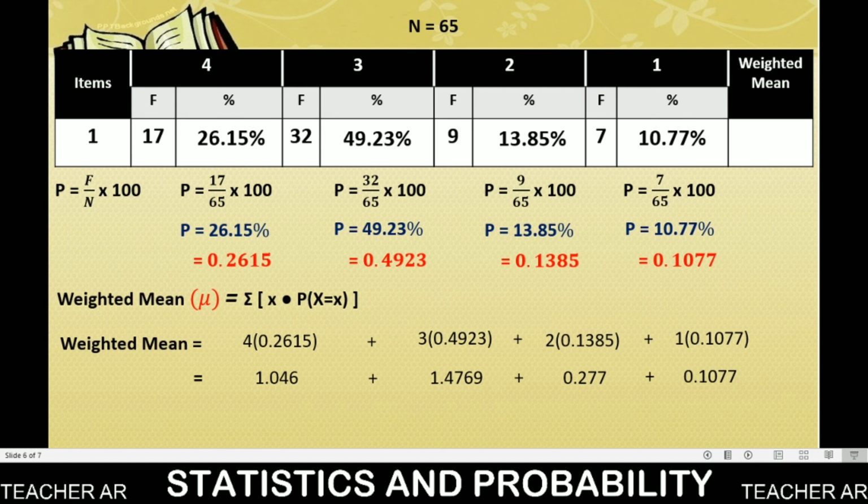So this time, to get the value of the weighted mean, we have to add the results. So 1.046 plus 1.4769 plus 0.277 plus 0.1077. So our weighted mean is 2.9076, and for our final answer, let's round it off to 2 decimal places. So our weighted mean is 2.91. This is how we're going to compute the weighted mean in thesis.